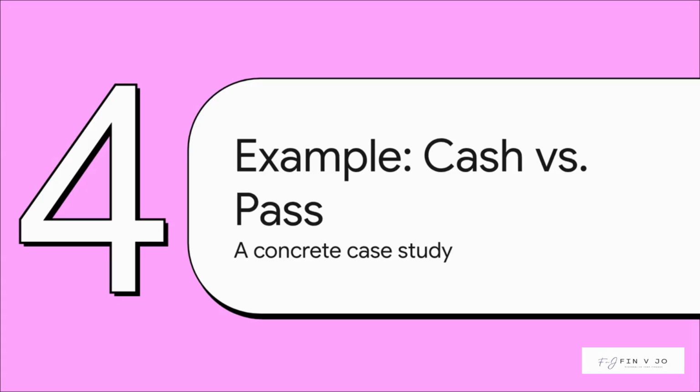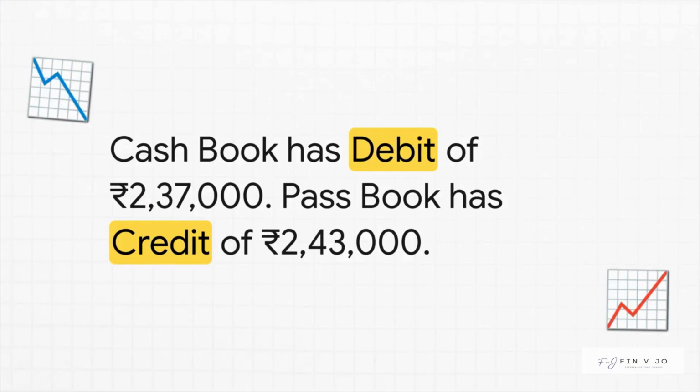Section 4. Example: cash versus passbook. Now, what's really interesting about this next piece of evidence is, well, it's a concrete example, the fascinating case of Messrs. Tall and Short from our source material. Looking at their records for the end of January, their cash book shows a debit balance, meaning a positive bank balance, of 237,000 rupees.